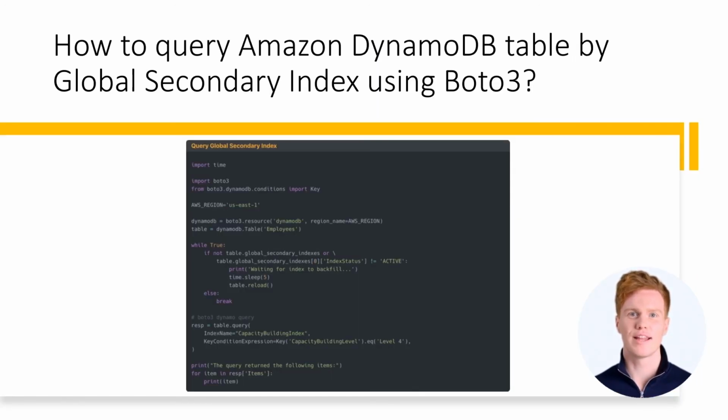To query items in the Amazon DynamoDB table by global secondary index using Boto3, you can use the same query method and specify the IndexName parameter in addition to the key condition expression to filter queried items by a specified index value. Just in case, we're using the while loop for waiting for the GSI to be provisioned and become active, and we're querying all items from the table whose capacity building level attributes have value level 4.